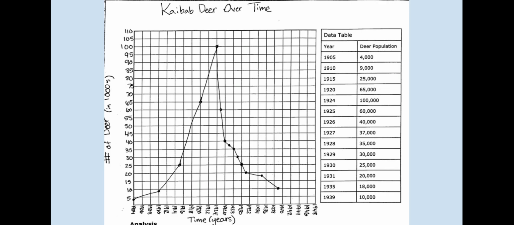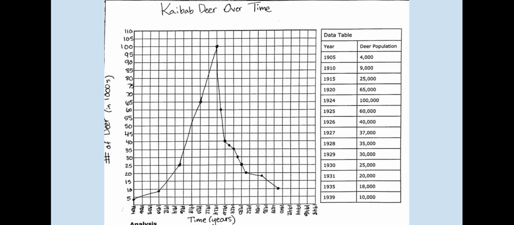Next question. Why did the population of deer decline in 1925? You notice it went from 100,000 in 1924 to 60,000 in 1925. What happened that caused the population decline? Next question. Why do you think the deer population size in 1900 was 4,000 when it was estimated that the plateau had a carrying capacity of 30,000? If scientists or the government said that the carrying capacity was 30,000, why did it only actually have about 4,000?